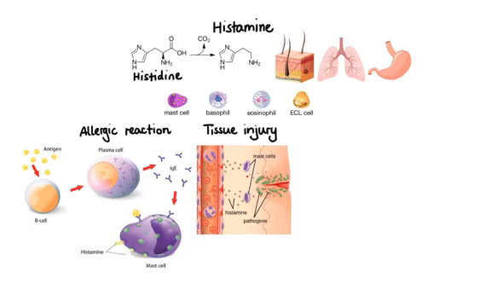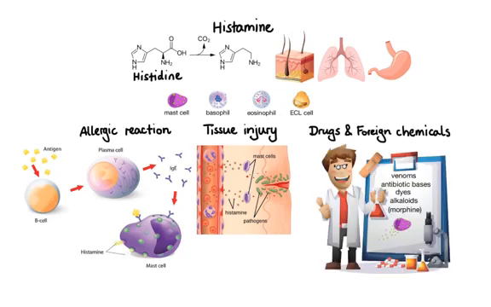Finally, the third major stimulus which triggers histamine release can come from drugs and foreign chemicals. Compounds found in venoms, antibiotic bases, dyes, and alkaloids such as morphine are a few examples that can directly displace histamine from the granule stores.